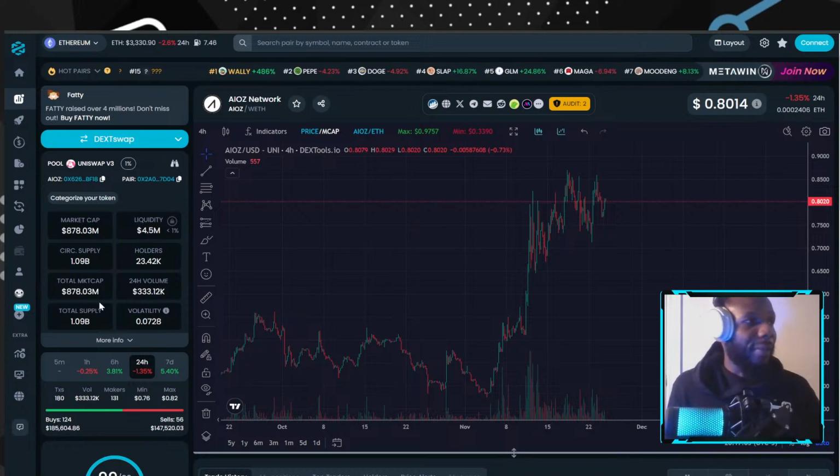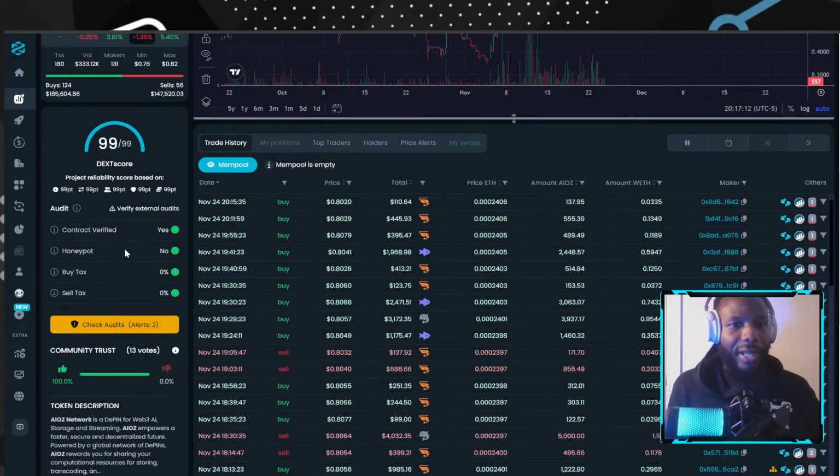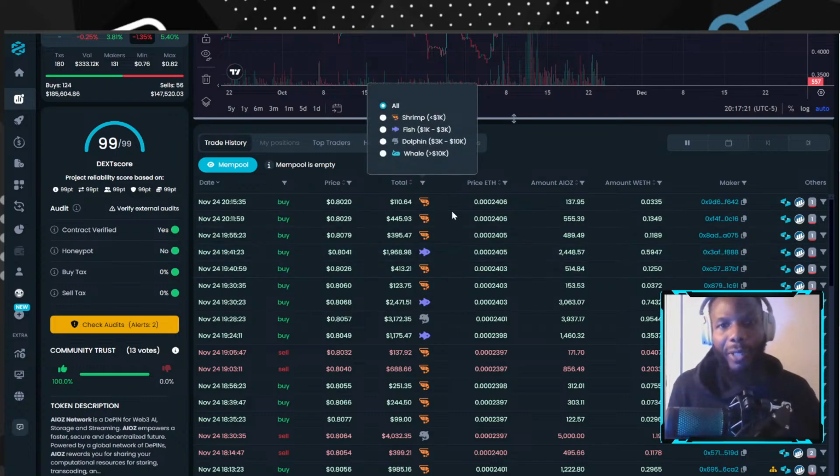Pretty simple to understand. Then you have these scores in here, right? So they tell you this has a 99 score, which is good. You want to see that on a project. You want to see that whales are buying the project.